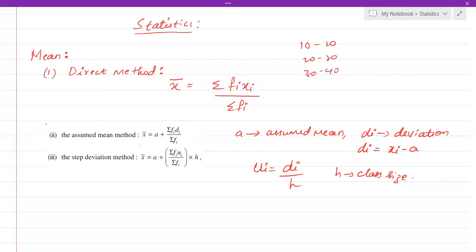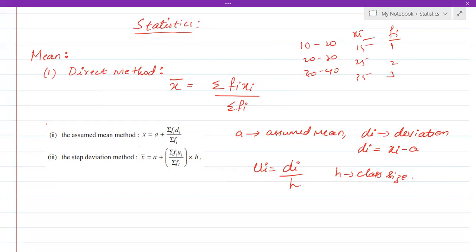Now xi is the middle value of this interval. So what is the middle value? It is 15. Here it is 25, here it is 35. And let's say fi is like 1, 2, 3, something like this. If this xi and fi are very small, then we are going to use the direct method. Let's say it is ones and twos. If it is like that, we are going to use the direct method.